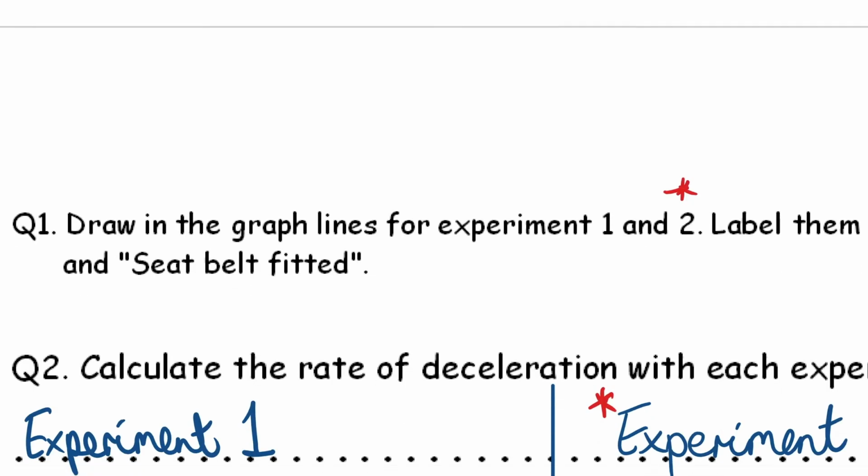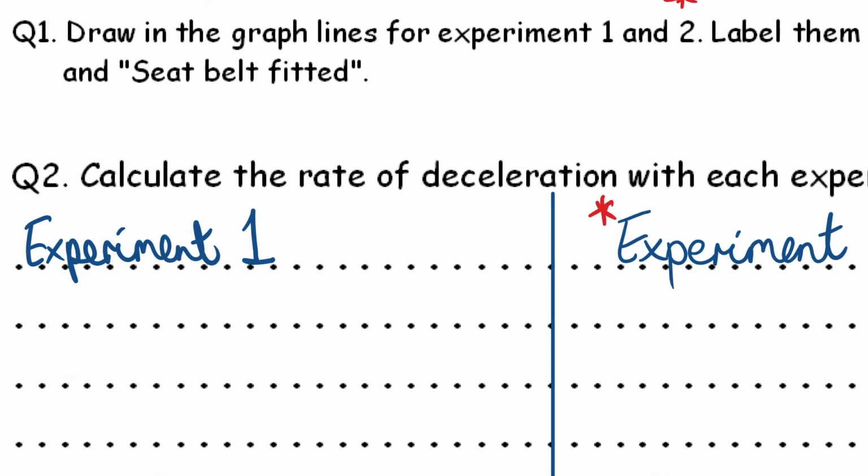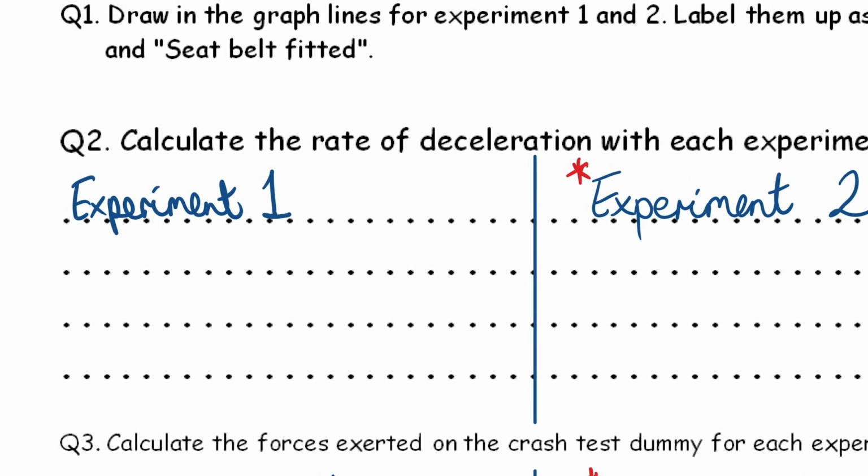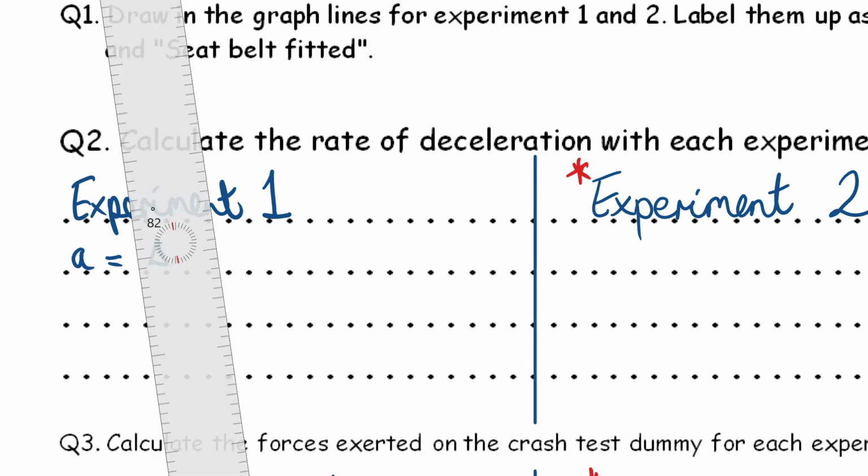And then moving back up on to page 27, it says calculate the rate of deceleration with each experiment. So you use the equation for acceleration, change in velocity over time taken, I should say.